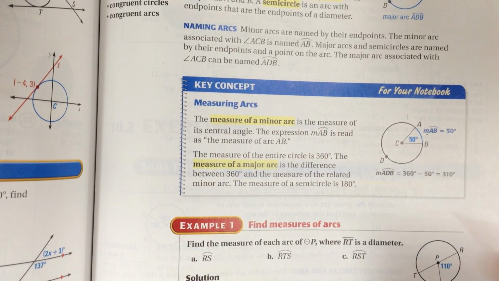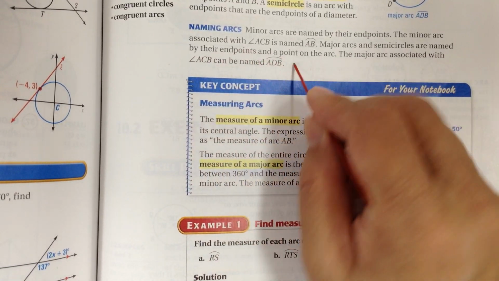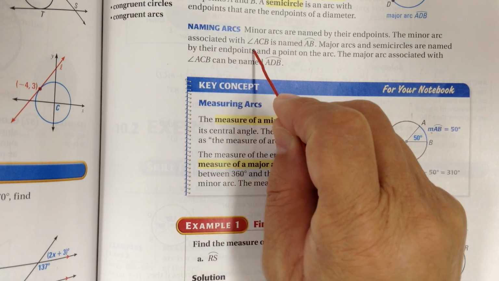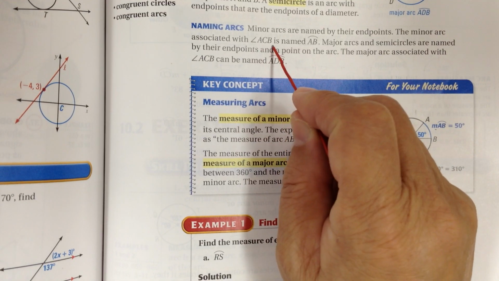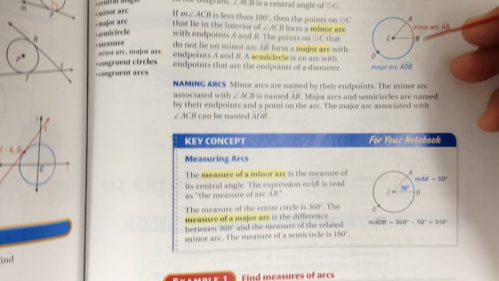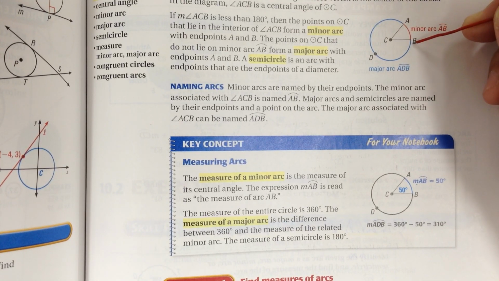Next, let's go to naming arcs. Minor arcs are named by their endpoints. The minor arc associated with angle ACB is named AB. So this is arc AB, like over here. So this is your arc AB.